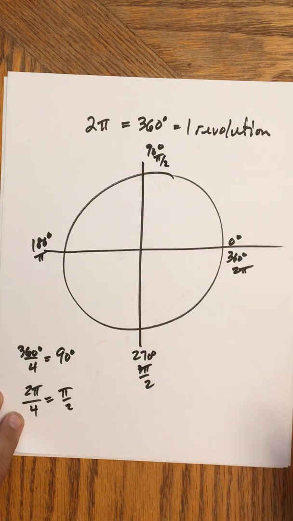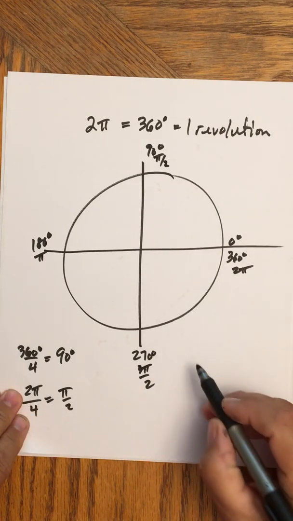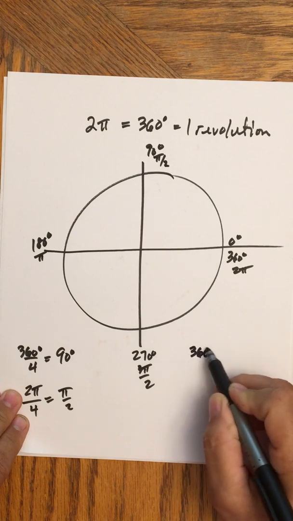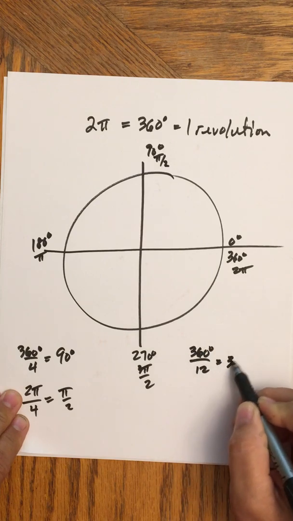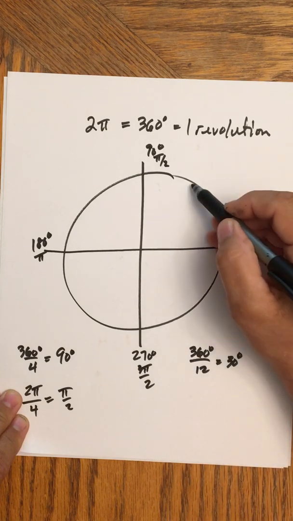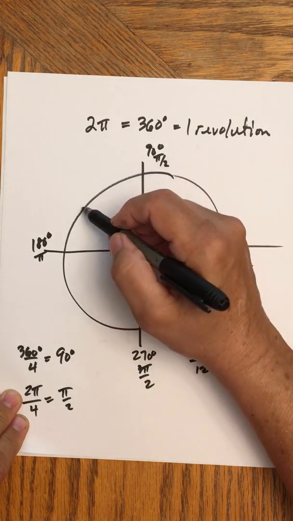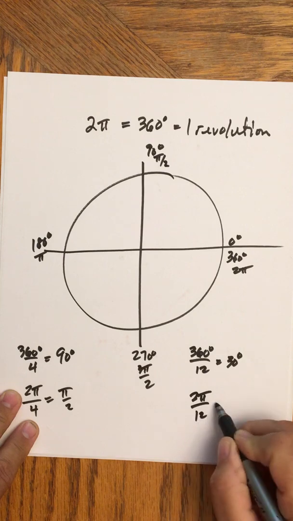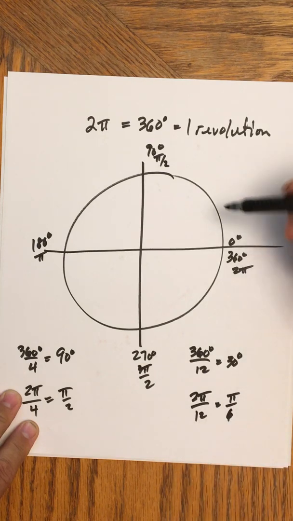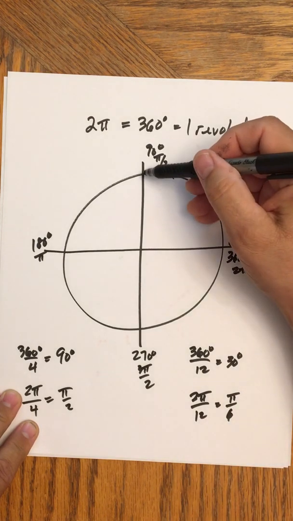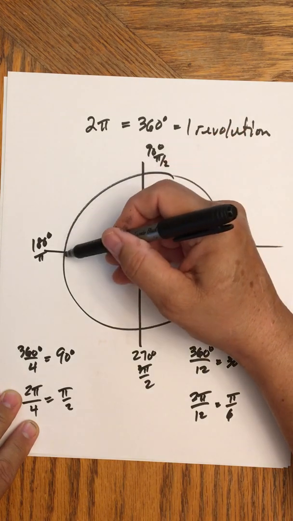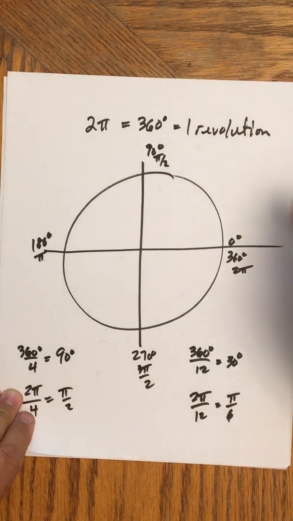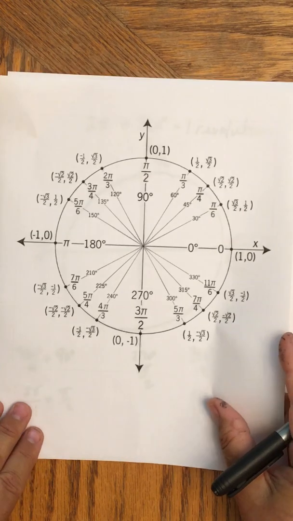If you want to, let's say, divide by 12ths, 360 divided by 12 is 30 degrees, so you'd have 30, 60, 90, 120, 150, 180, and so forth. You can do the same thing with 2 pi divided by 12, so you get pi over 6. So you get pi over 6, 2 pi over 6, 3 pi over 6, 4 pi over 6, 5 pi over 6, 6 pi over 6, and so on and so forth. Right? So that's how you get this unit circle.